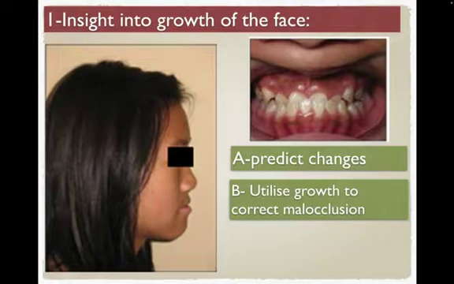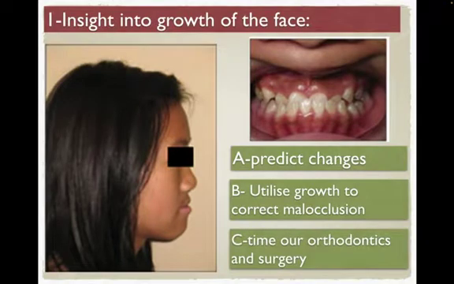The other thing is to utilize this growth for the treatment. So here in this case, again, she has a retrognathic maxilla. If we know exactly when the maxilla growth spurt is, we can use a growth modification to stimulate the growth of the maxilla and correct the malocclusion.